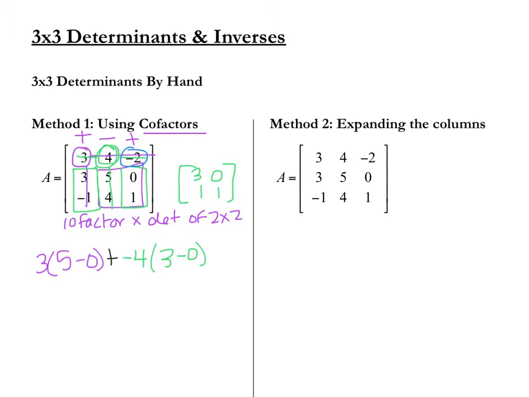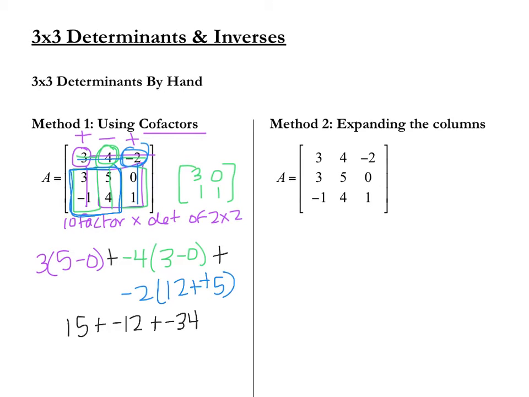And then we move to the last cofactor, which would be negative 2. I'm out of space here. I'm writing too big. Negative 2 times, sorry guys. If I cross off those row and columns, I'd be looking at this matrix. So that's going to be 12 minus negative 5, so plus positive. And now let's just simplify this down. That's really going to be 15 plus negative 12 plus negative 34. So we get a final answer of negative 31.